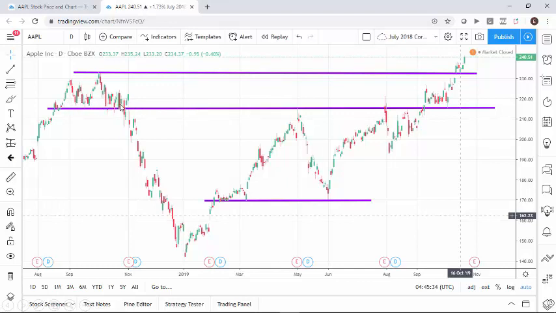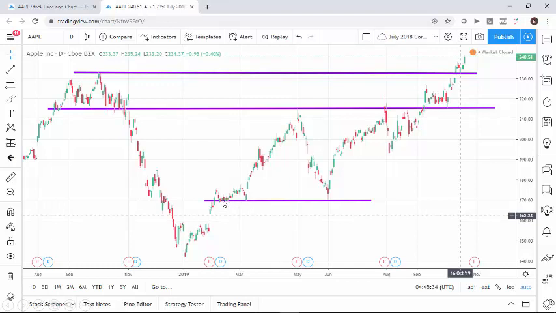So it played support back in October of 2018, for several weeks actually. But then in May, it ended up being resistance. In early August, it was resistance. And then it seemed to create a little bit of support.